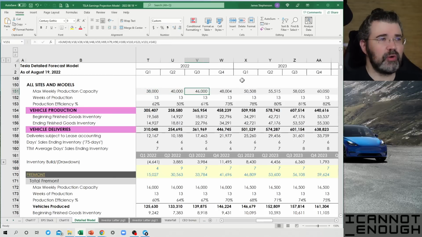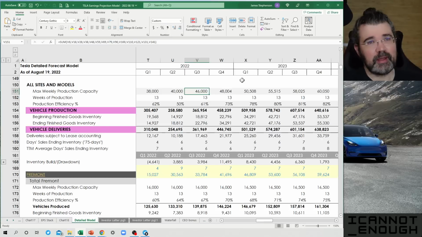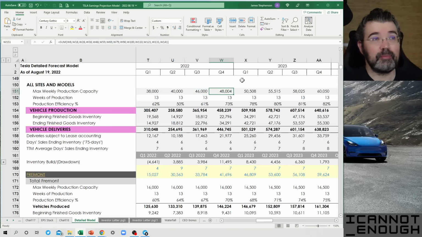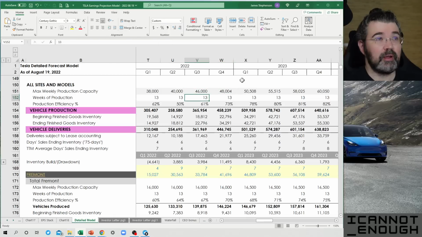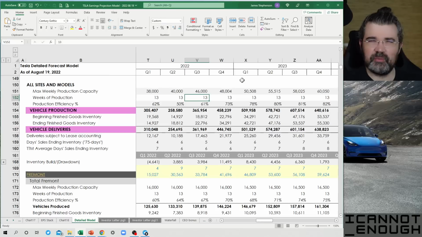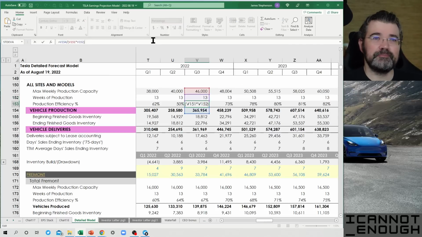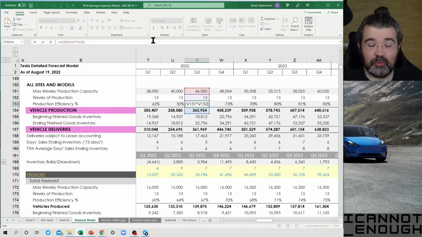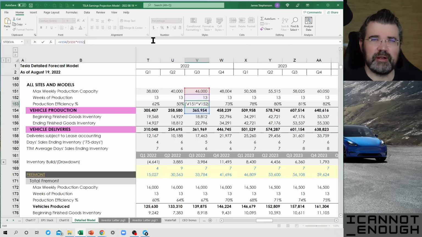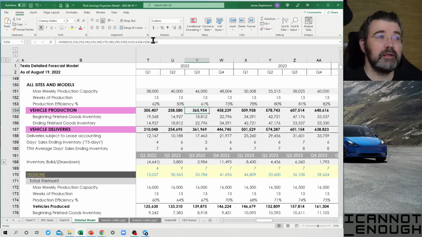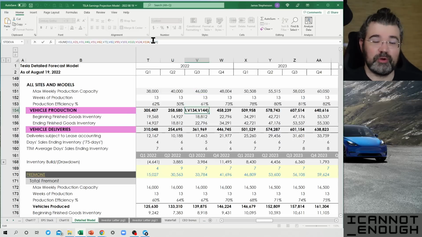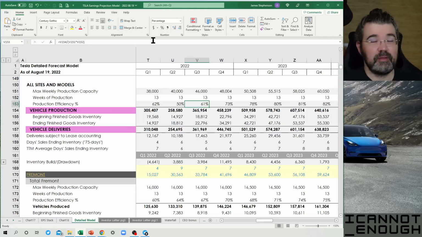So that gets us to our totals for all sites and all models, where these are just adding up. You can see the sum formula in the formula bar. Just add up all the rows above it for what the weekly capacity is. I forced all of these to be 13 weeks because that's how you get to what your production efficiency is. There are 13 weeks every quarter, so if you're going to total it up and then see how you did, here's the sum of the total production that you have, so this would have been the production efficiency.